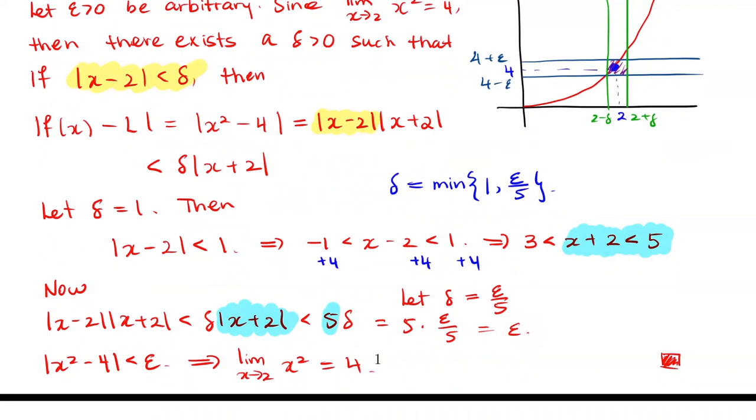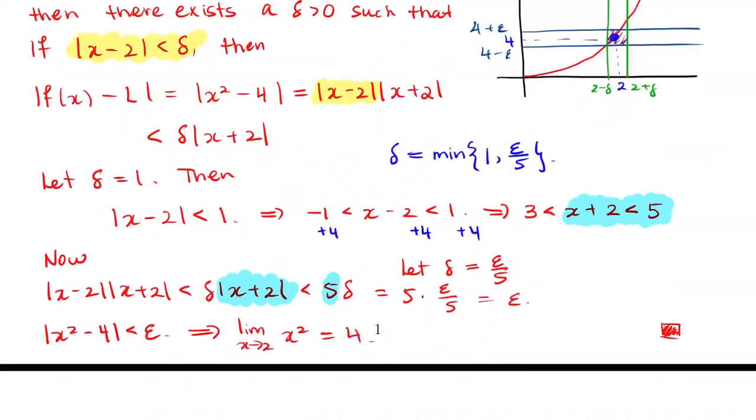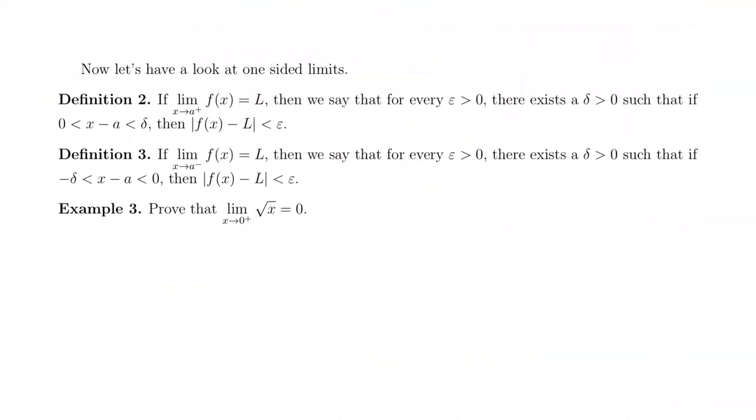All right. So let's have a look at some one-sided limits here. There are two definitions. For the first one, we're talking about the right-hand limit. We say that if the limit as x approaches a from the right of f of x is L, then for every epsilon greater than 0, there exists a delta greater than 0, such that if 0 is less than x minus a is less than delta.